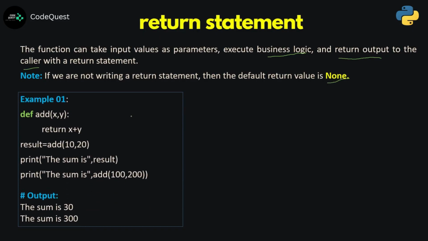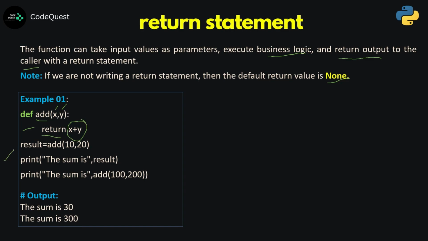And let's see here. So here we have defined one function. The name of the function is add, and we have taken two parameters. And here I'm adding a return statement. So return followed by some expression, that is x plus y.